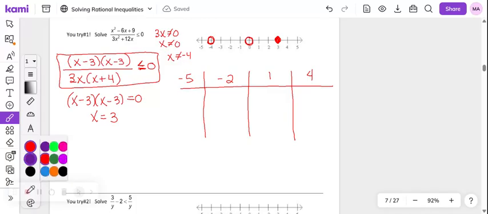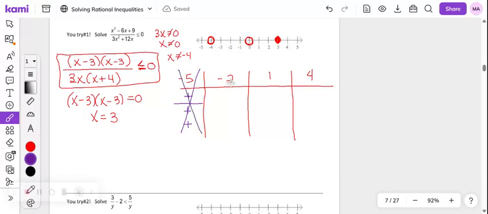Okay, let's drop our numbers in. Let's see what we got. Dropping -5 in here, I'll have a negative times a negative, which is a positive, over a negative times a negative, which is again a positive. So is a positive number less than or equal to 0? No, it's not.